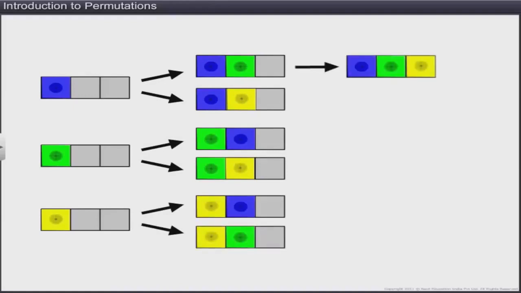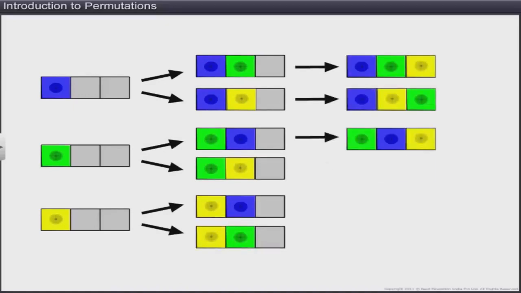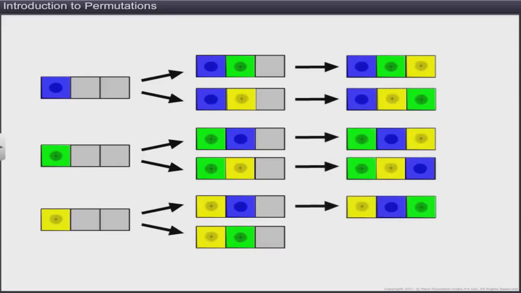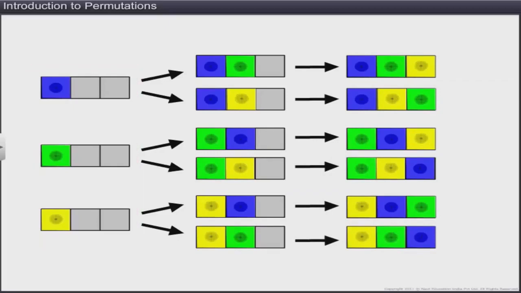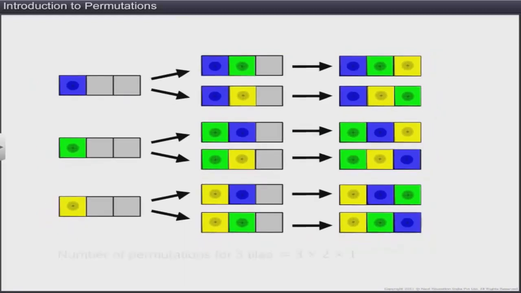Likewise, for the last tile, we had only 1 tile. On generalizing, we have 3 tiles for the first position, 2 for the second, and only 1 tile for the last position. Thus, we have the total number of permutations as 3 into 2 into 1. This can be generalized for any number of tiles.